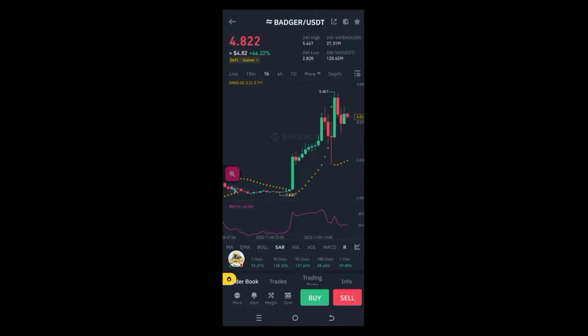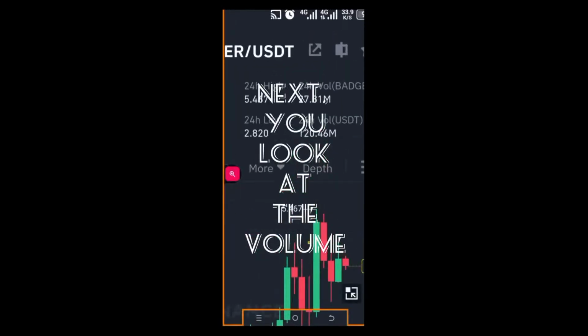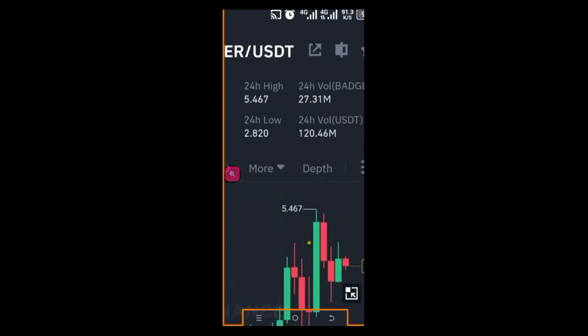All right, so let's go to another thing that we need to look at. These first three things are for you to even consider whether you're going to take this trade or not. After you've seen that all three are good, what do you do next? You look at the volume, the 24-hour high. Where was the max place it went to in the last 24 hours? Then you look at the low. But we're more concerned about the high, because if it hit that place, it should be able to hit it or at least somewhere close to it.